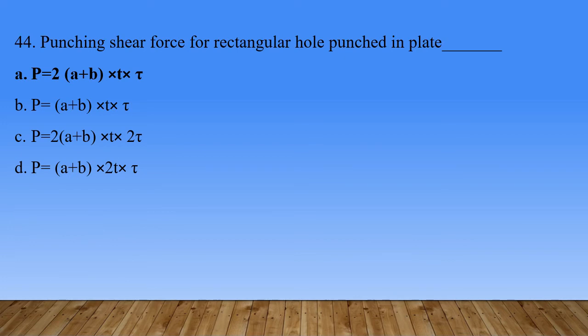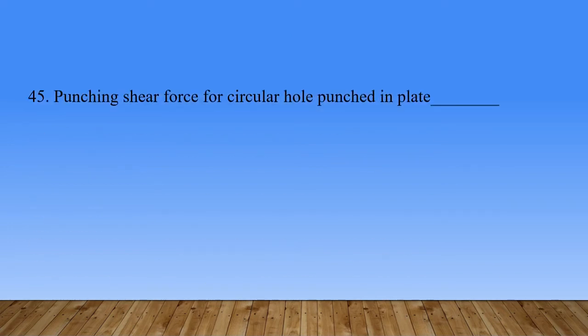Option D, P is equal to (A plus B) into 2T into tau. The correct answer is option A, that is P is equal to 2 into (A plus B) into T into tau.